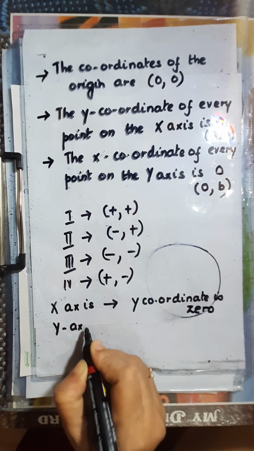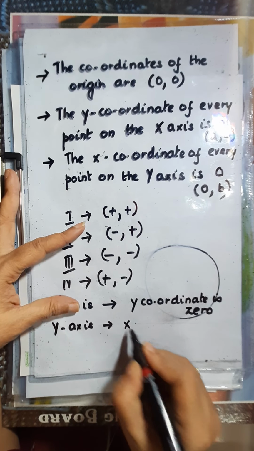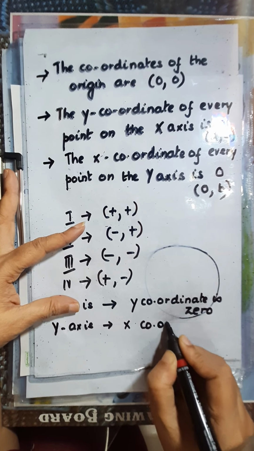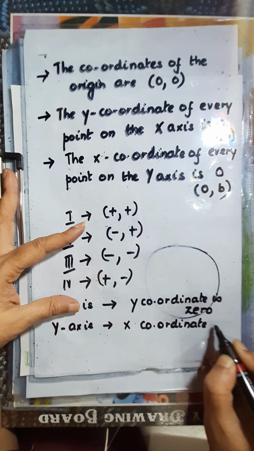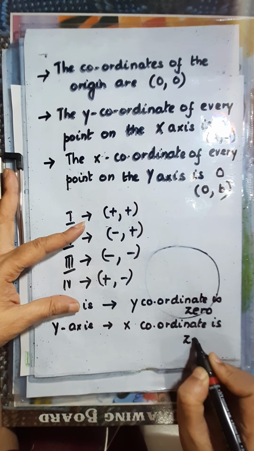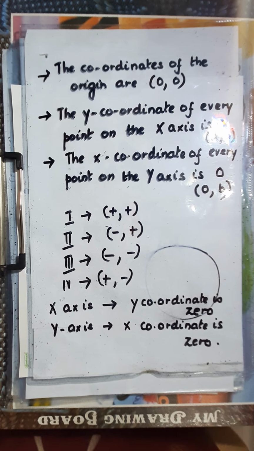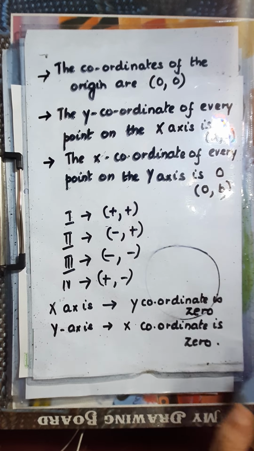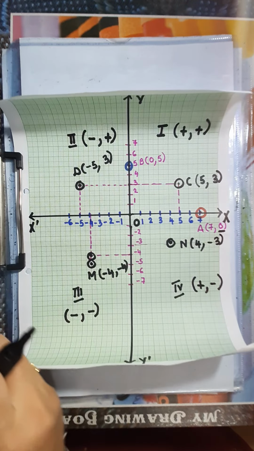Y-axis, x coordinate is 0. Is that clear? So this is my, as far as my axis and everything is concerned. Is this very clear? Okay, so we'll keep this on hold so that we can easily look here, or we can look here and see.